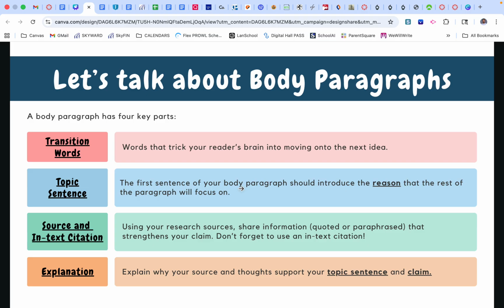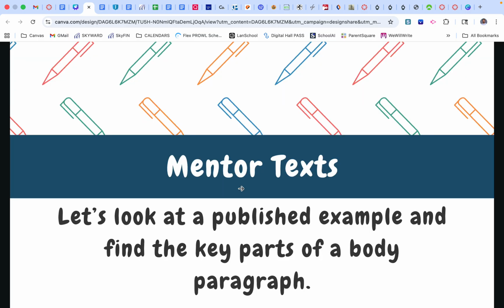Then the next thing is you need explanations. So why do your source and your thoughts support your topic sentence and your claim? That's what you need for body paragraphs. So what I'm going to do is show you a published example to show you key parts of a body paragraph. But this isn't going to make sense unless you see the introduction paragraph too. So I'll show you both.